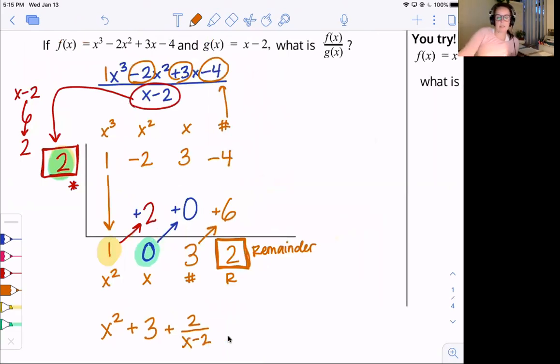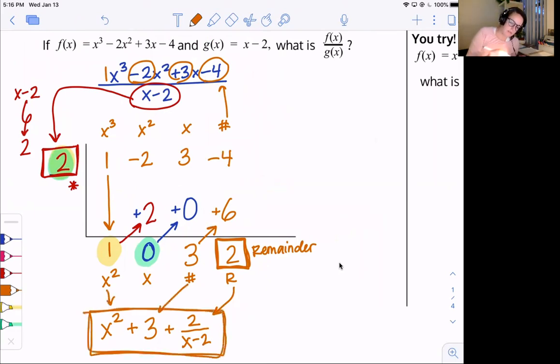This is what is left over, my remainder. So my remainder turns out like this, and the other numbers that I got enter in the problem like that. This is my final answer for the division problem, f of x over g of x. This is my final answer.